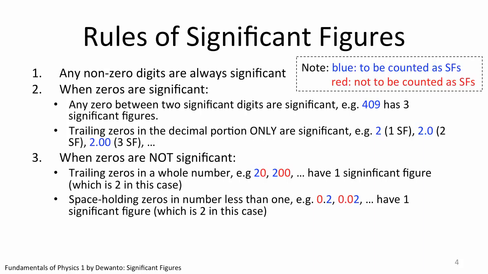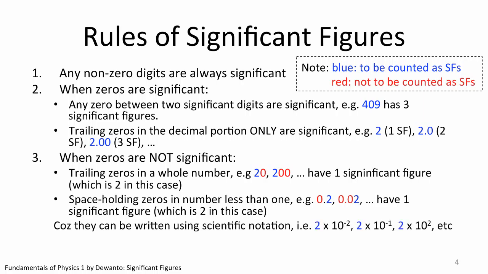You may find this rather confusing. So many rules, so confusing. How can 0 sometimes contribute a significant figure and sometimes does not? Well, this is where rewriting the number using scientific notation, as I mentioned in the previous slide, helps.